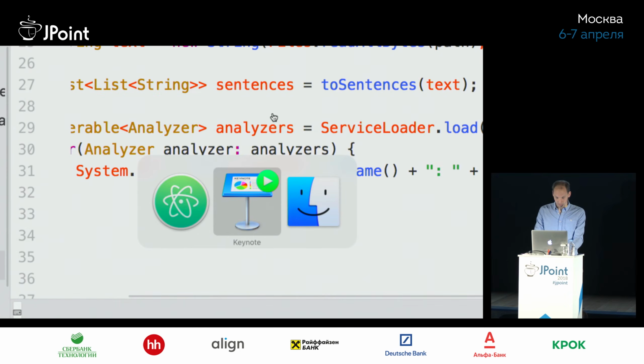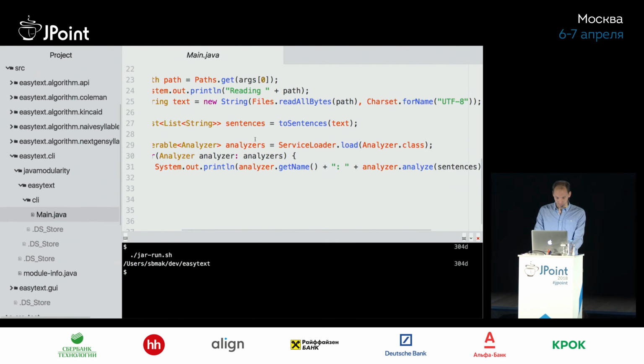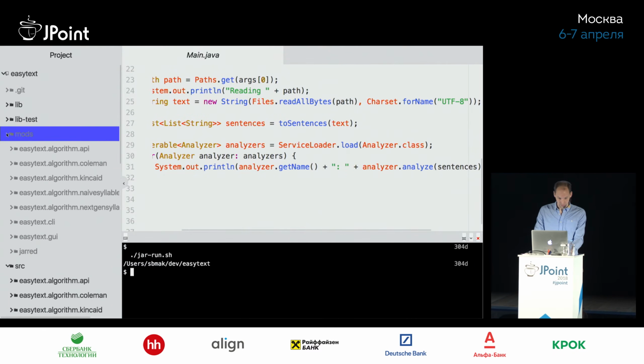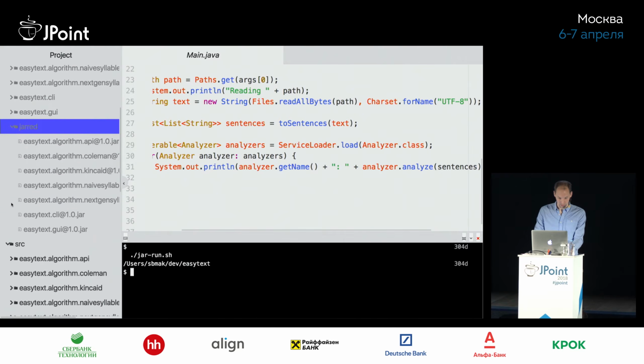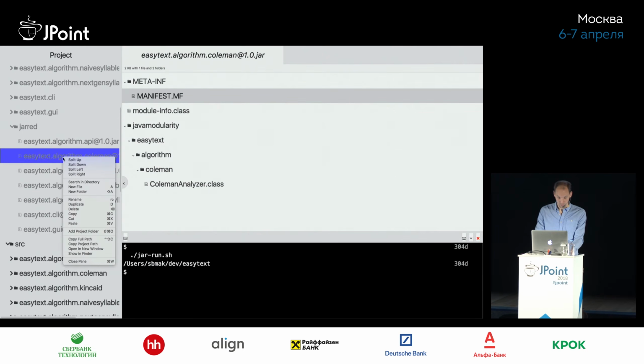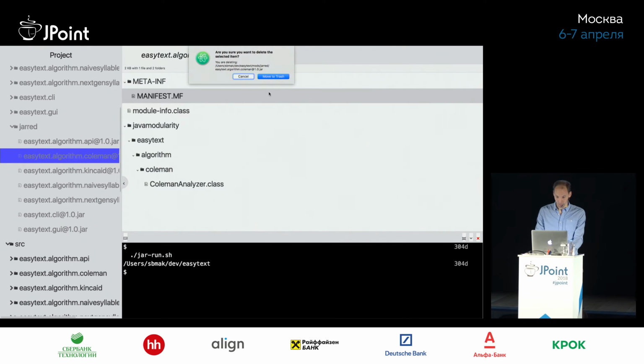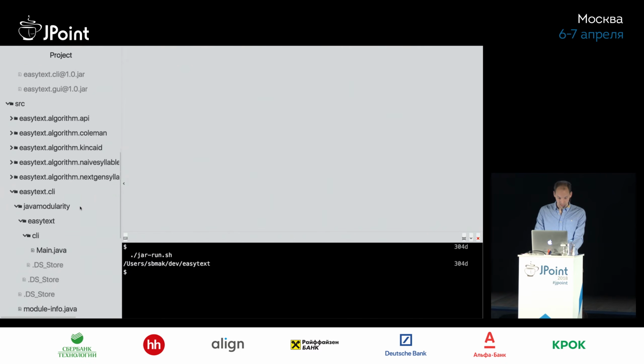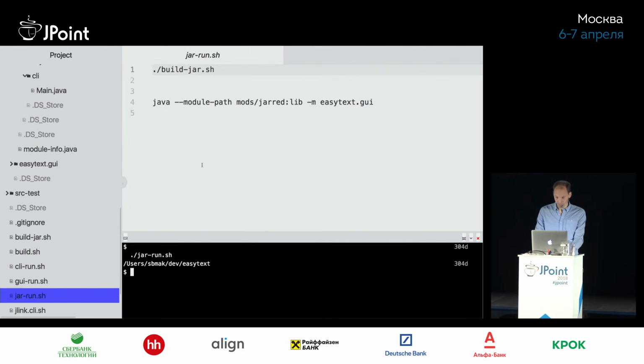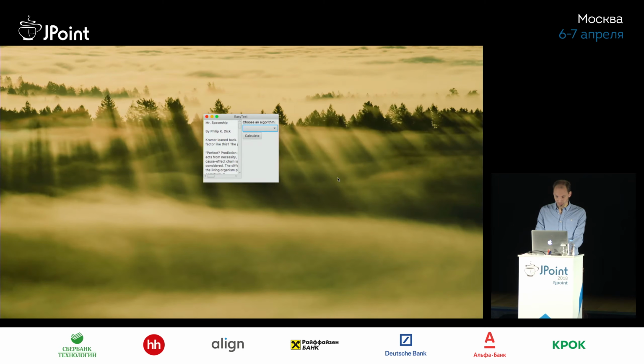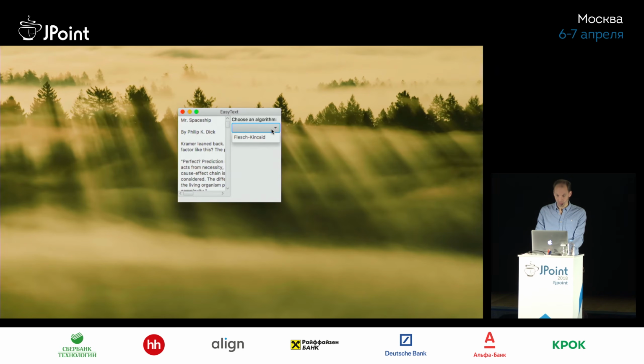And most interestingly, let me close this, if we look at our modules directory, and the jars that I'm running are in here, and I, for example, just throw away one of the provider modules, so there goes the Coleman jar, and I'm going to just run the application, so I'm not going to recompile, I'm not even creating new jars or anything. I'm just going to invoke the Java command with the module path pointing to our jars and our libraries that we use, starting the EasyText GUI module again. Then you will see that we only have a single algorithm left.